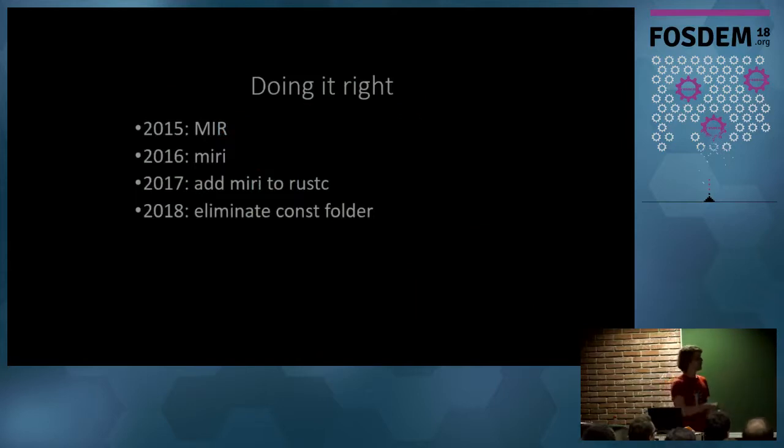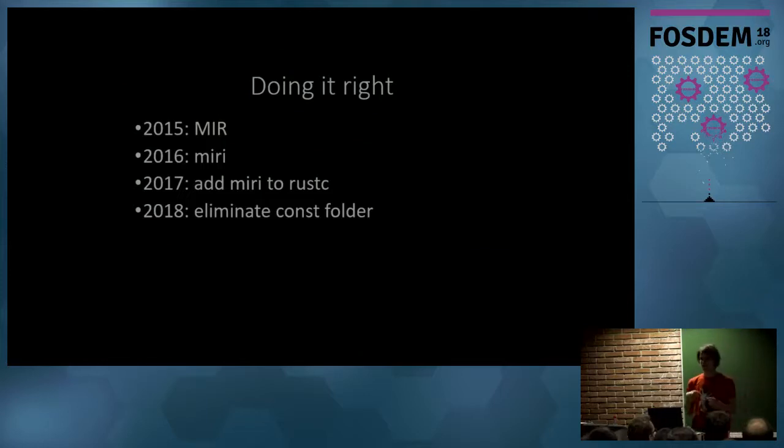So the Rust compiler developers decided to do it right. They created the MIR, which is a structure that allows you to do the sequential constant evaluation instead of the folding. And then somebody wrote something called Miri, which is the MIR interpreter, which allows you to evaluate MIR code. And if the MIR code contains solely constants, well, then you can just evaluate it to the end and look at the end result and then store the end result.